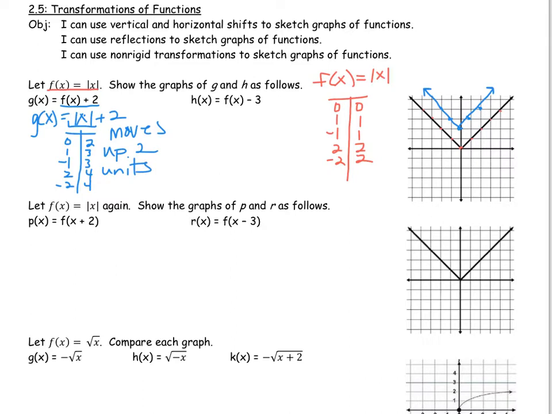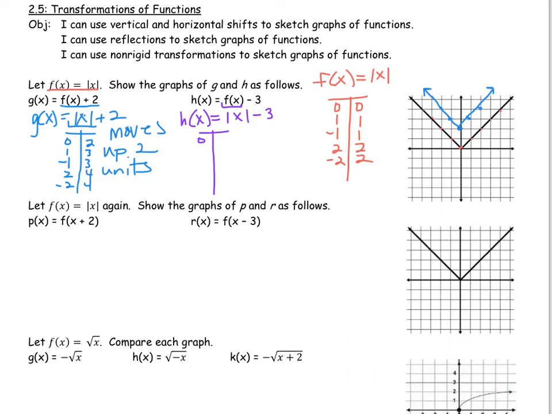All right, let's try h of x. Same idea, it's still related to the parent function, but now h of x is f of x minus 3. And since f of x is that absolute value, we do absolute value of x minus 3. Can you already predict what's going to happen here? Let's check. Since the minus 3 is after the absolute value, all of our numbers on the left side are going to stay the same.